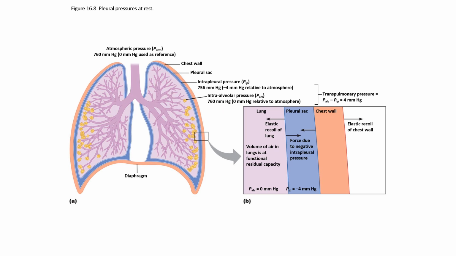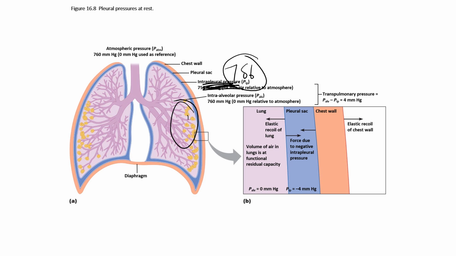We see that intrapleural pressure is about 4 millimeters of mercury less than either, at least in between breaths, intra-alveolar pressure or atmospheric pressure. Intrapleural pressure is around 756 on average millimeters of mercury. Intrapleural pressure is less than intra-alveolar pressure, the air pressure that exists inside of the lungs, specifically inside of the alveoli. And why would intrapleural pressure be less than intra-alveolar pressure?